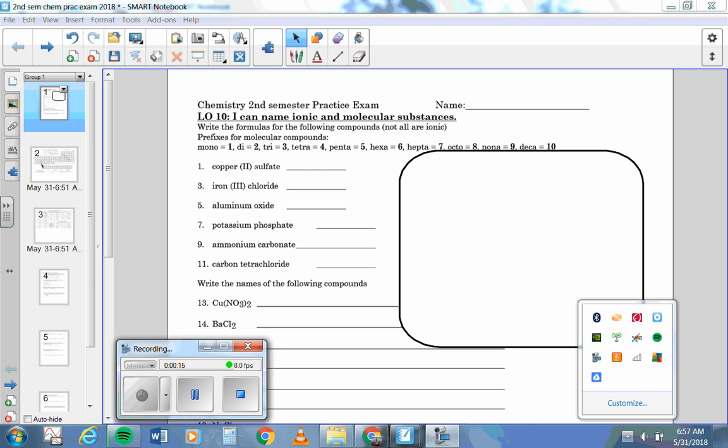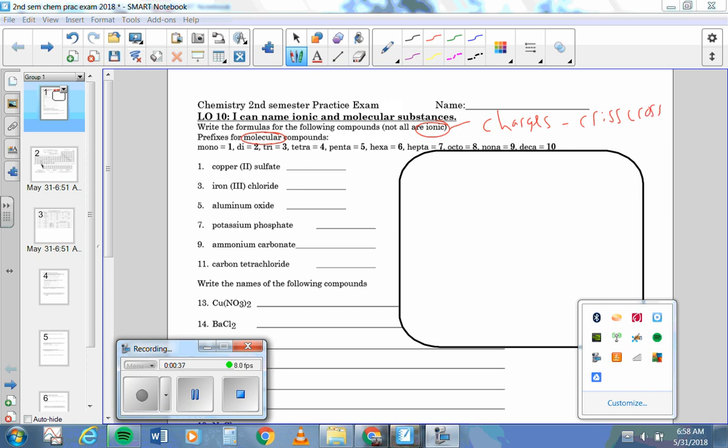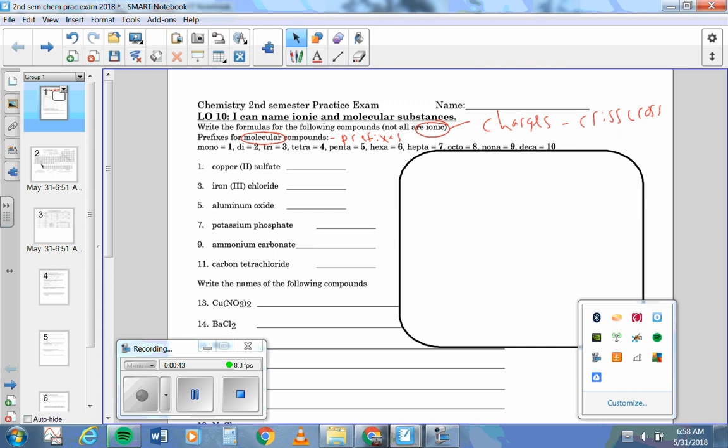What you might want to choose to do though, since this first part is dependent on whether they're ionic or molecular, is go through and identify which is each. That makes you understand a little bit that ionic are the only ones that have charges. You're going to have to crisscross. You don't do that with molecular. Molecular simply have the prefixes, which are written underneath there. So you might want to go find all the ionics.